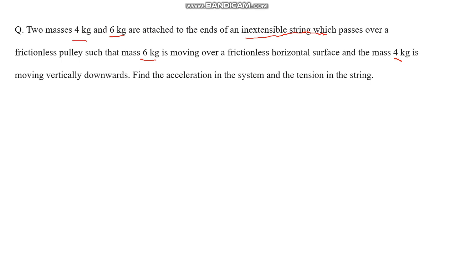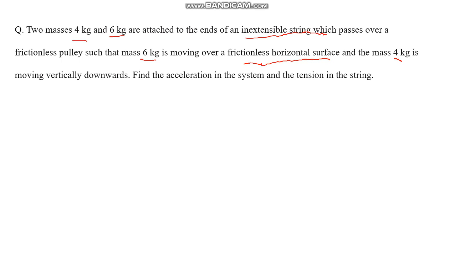Now, which case are they talking about? That information comes from here. They have said that the 6 kg mass is moving over a frictionless horizontal surface. It means that this 6 kg body is placed on a smooth horizontal surface and the mass of 4 kg is moving vertically. So this is case number 2, in which one body is hanging vertically and the other is placed on a smooth horizontal surface.